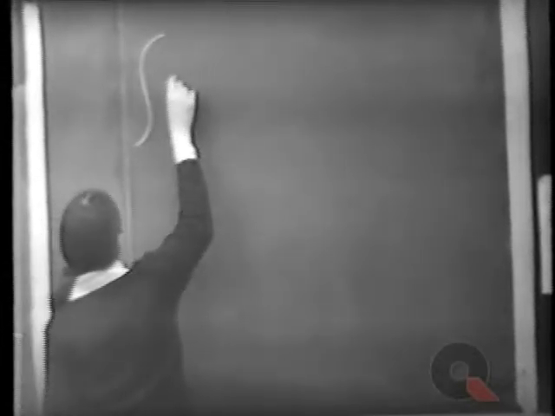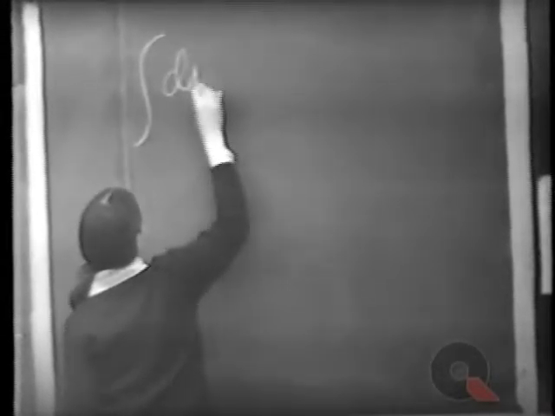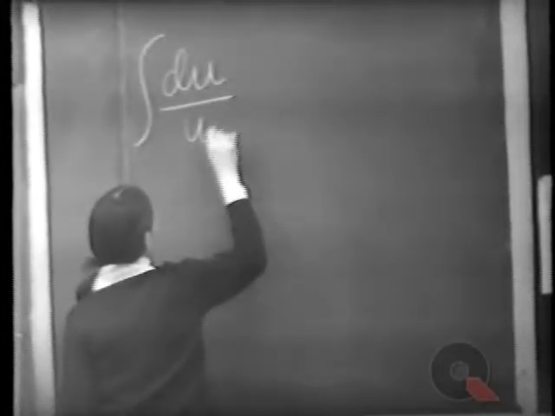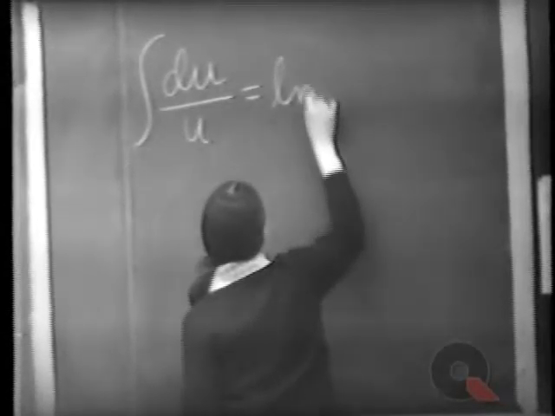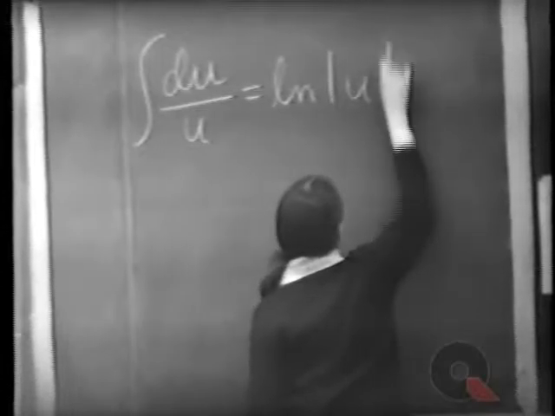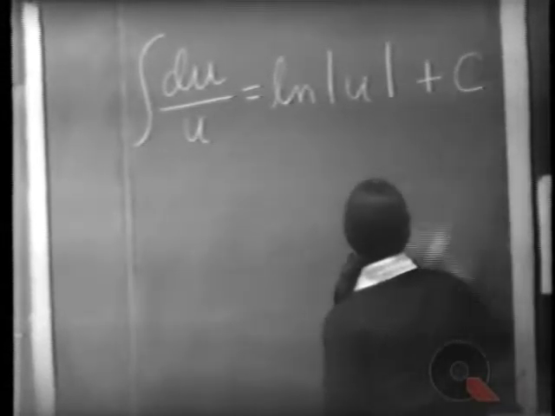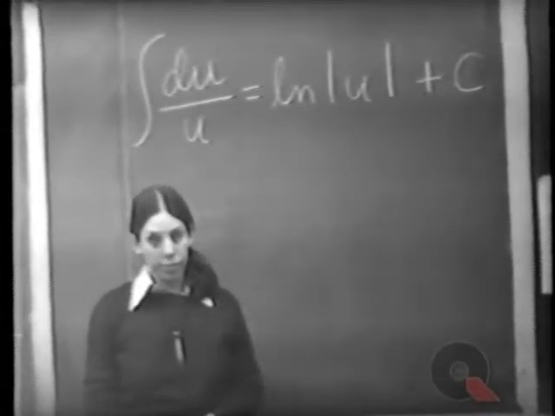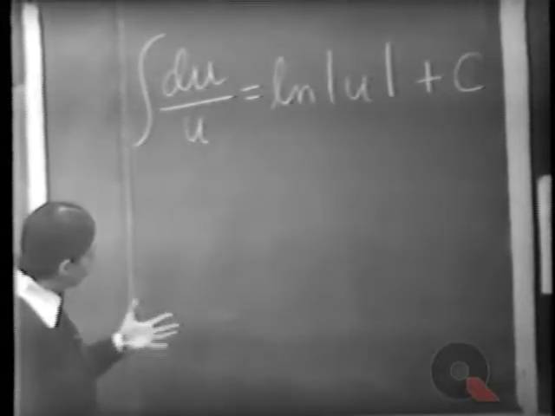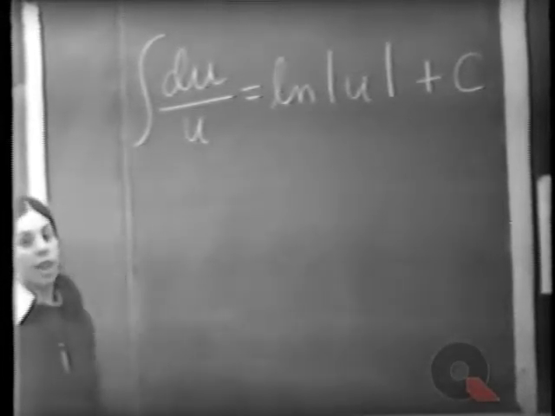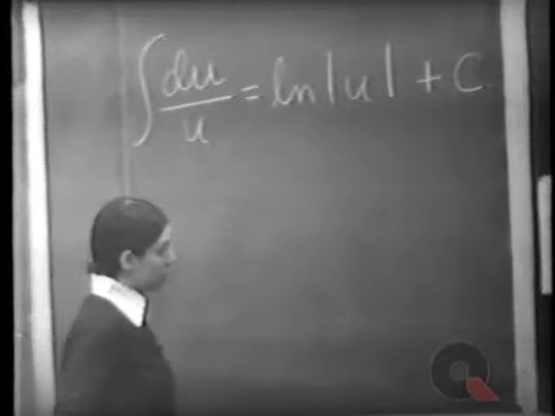Now, by reversing the two differentiation formulas that I've just given you, we can develop two very important integration formulas. The first of these is the integral of du over u is equal to the natural log of the absolute value of u plus c. This comes from reversing the differentiation formula with a natural log of f of x.